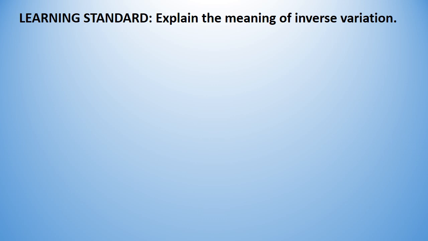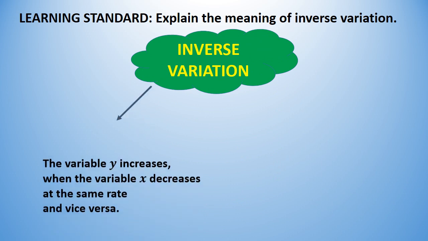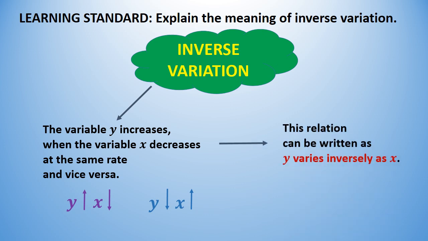The first learning standard for today is to explain the meaning of inverse variation. What is inverse variation? The variable y increases when the variable x decreases at the same rate, and vice versa. That means if y increases, x will decrease, or when y decreases, x will increase. So the relation can be written as y varies inversely as x.